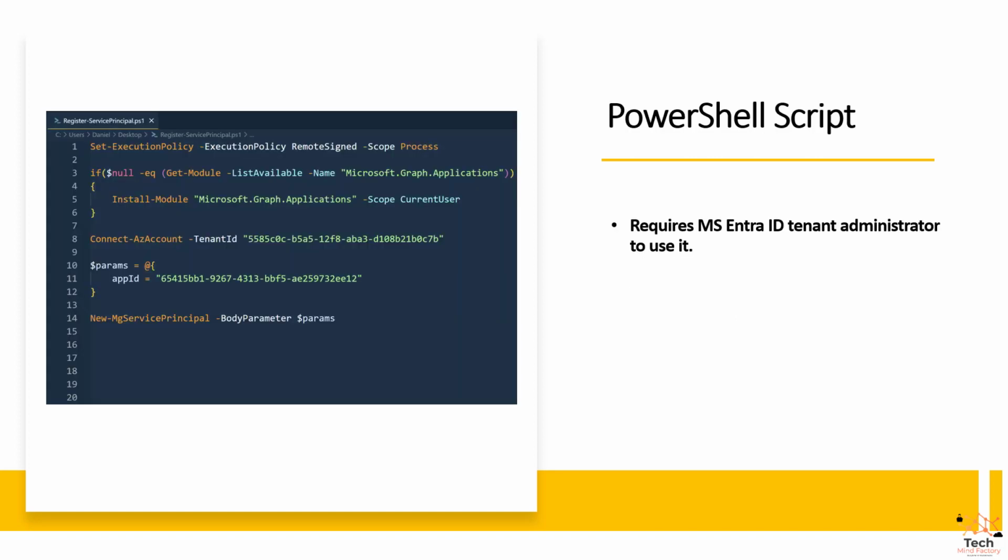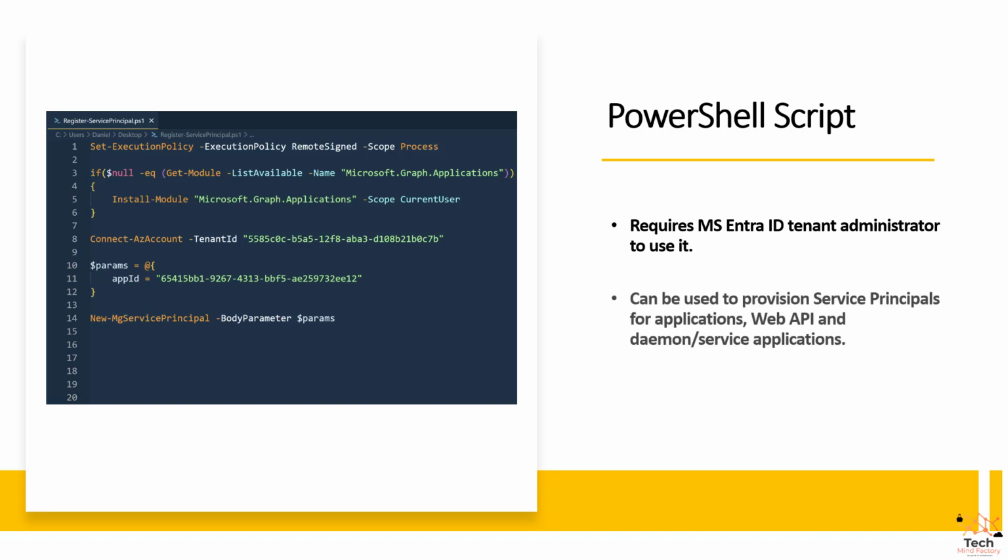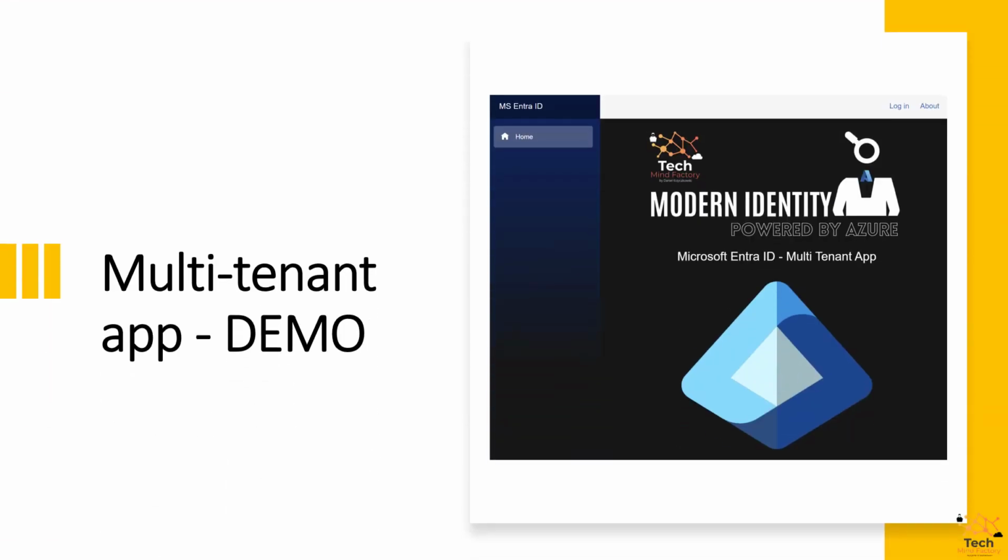Okay, another recommended approach is the PowerShell script. This one requires a Microsoft Entra ID tenant administrator to use it again. So a global administrator is used here. It can be used to provision service principals for applications, web APIs, and daemon service applications. Again, it can be used to create a service principal in Entra ID. And I think it's good to see a multi-tenant app demo in this specific scenario.